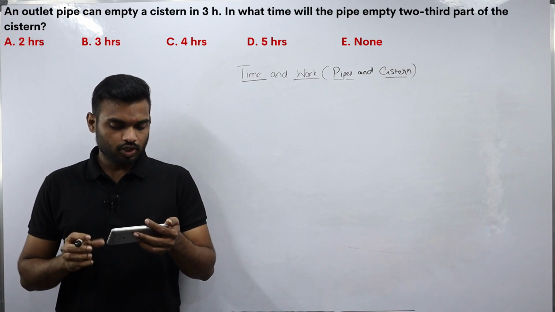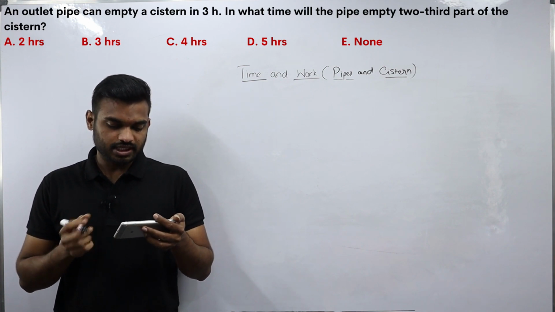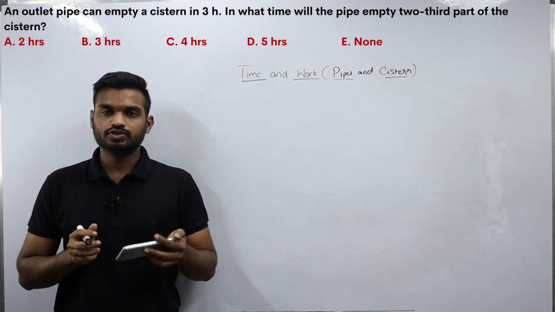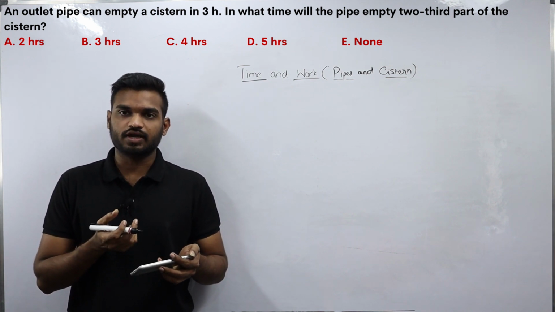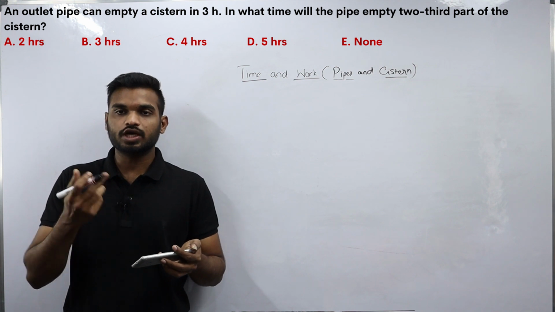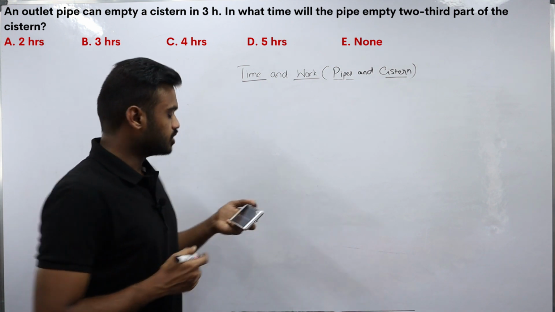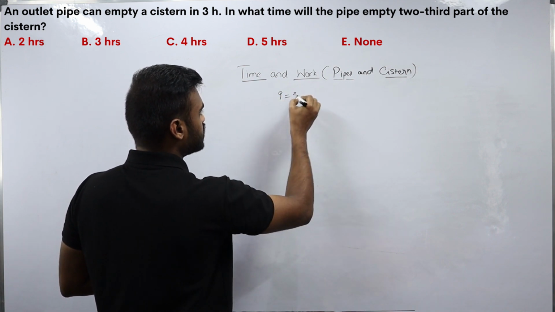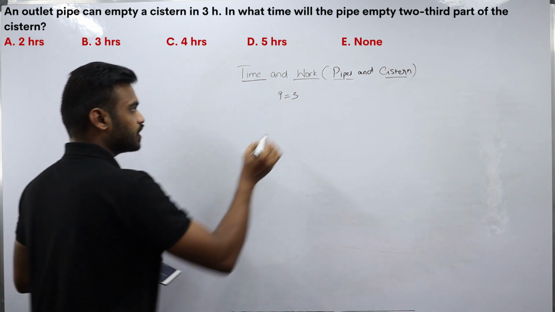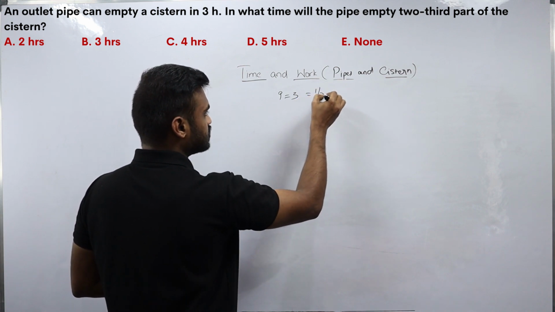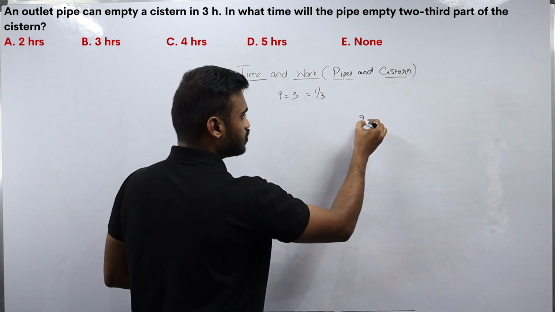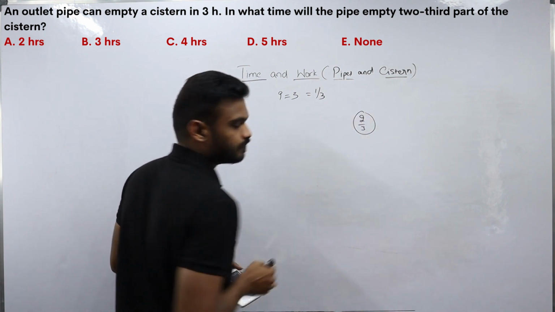They are saying that an outlet pipe can empty the cistern in 3 hours. In what time will the pipe empty 2/3 part of the cistern? So we need to find out what is the total time taken for the pipe to empty the 2/3 part of the cistern. Okay, now they are saying that an outlet pipe can empty the cistern in 3 hours. So 1 hour's work or efficiency will be 1 by 3.